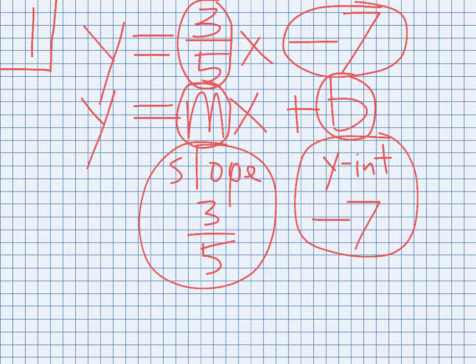All right, so those two terms end up being important. Y has to be all by itself on one side, and it has to equal whatever on the other side. And the number beside x is the slope, and the number that's all by itself, it's called a constant. The constant of negative 7 is the y-intercept. All right.